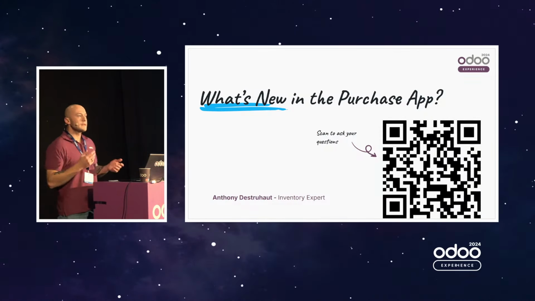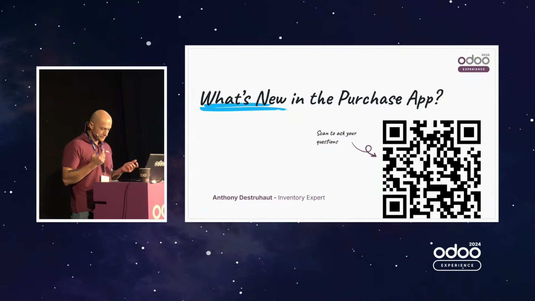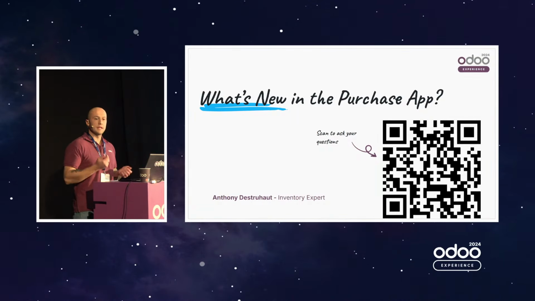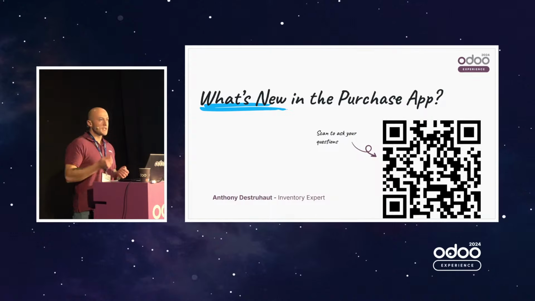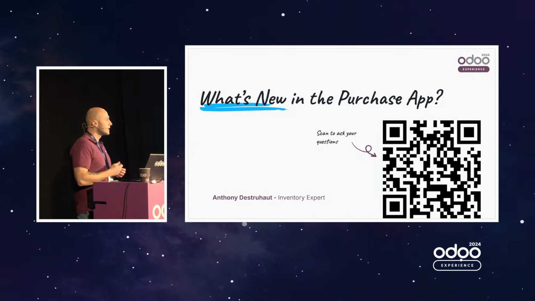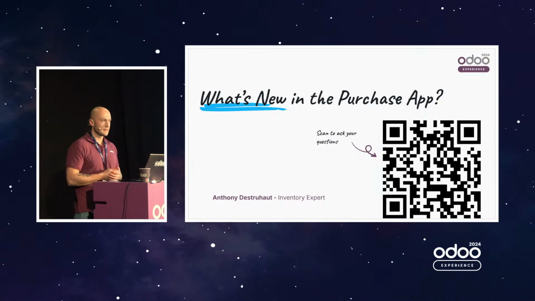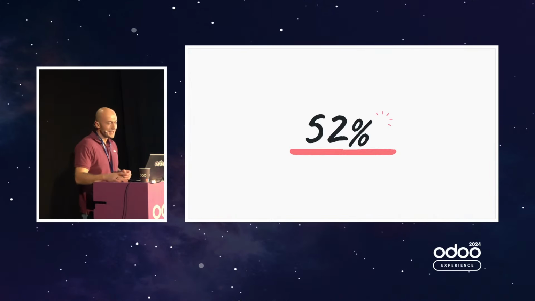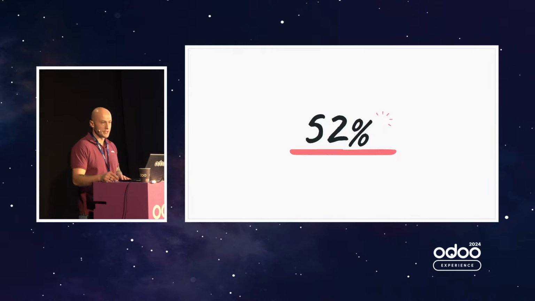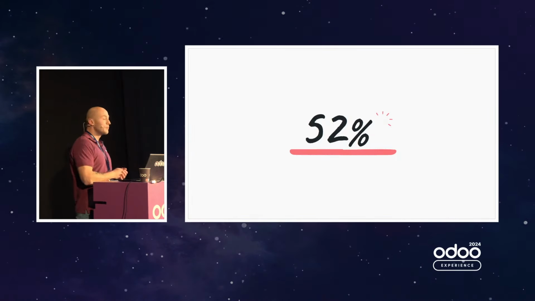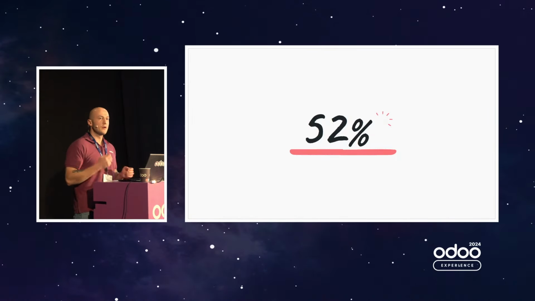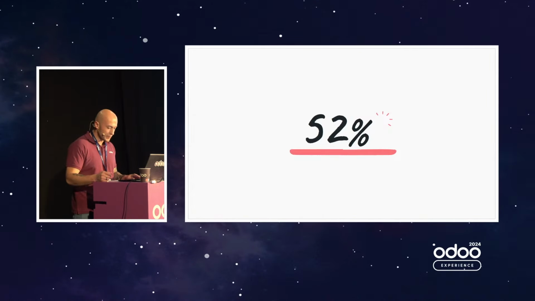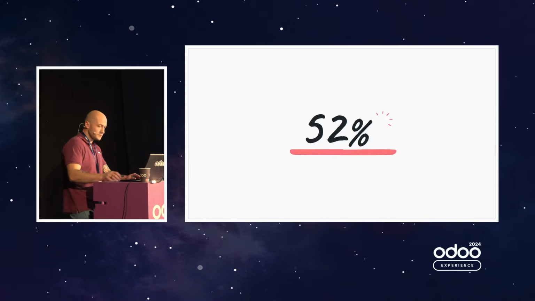So before I start, I would like to ask you a question. How much do you think the purchasing department represents in a company's expenses? Any idea? It's 52% on average. So half the money a company spends goes through its purchase department. That's a lot of money.